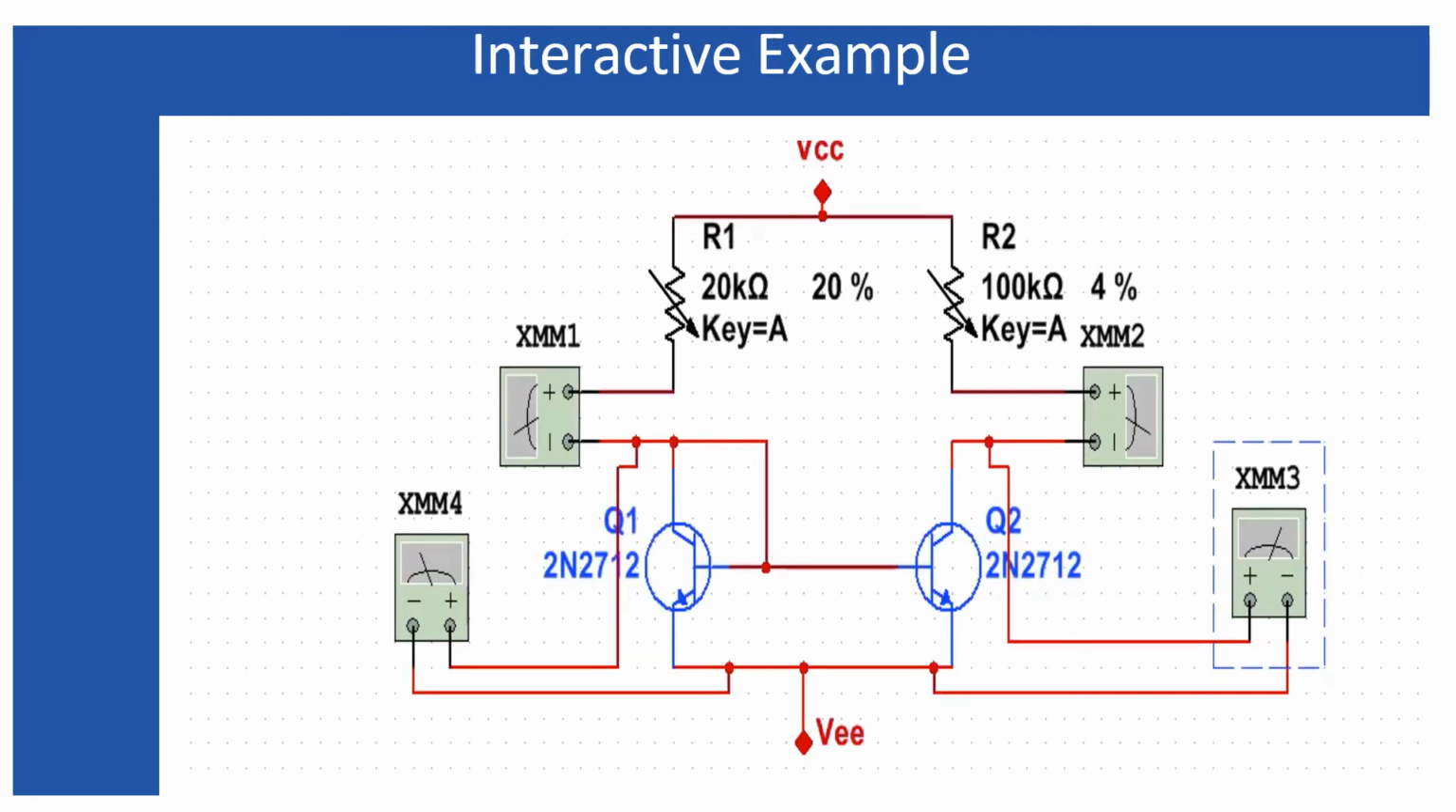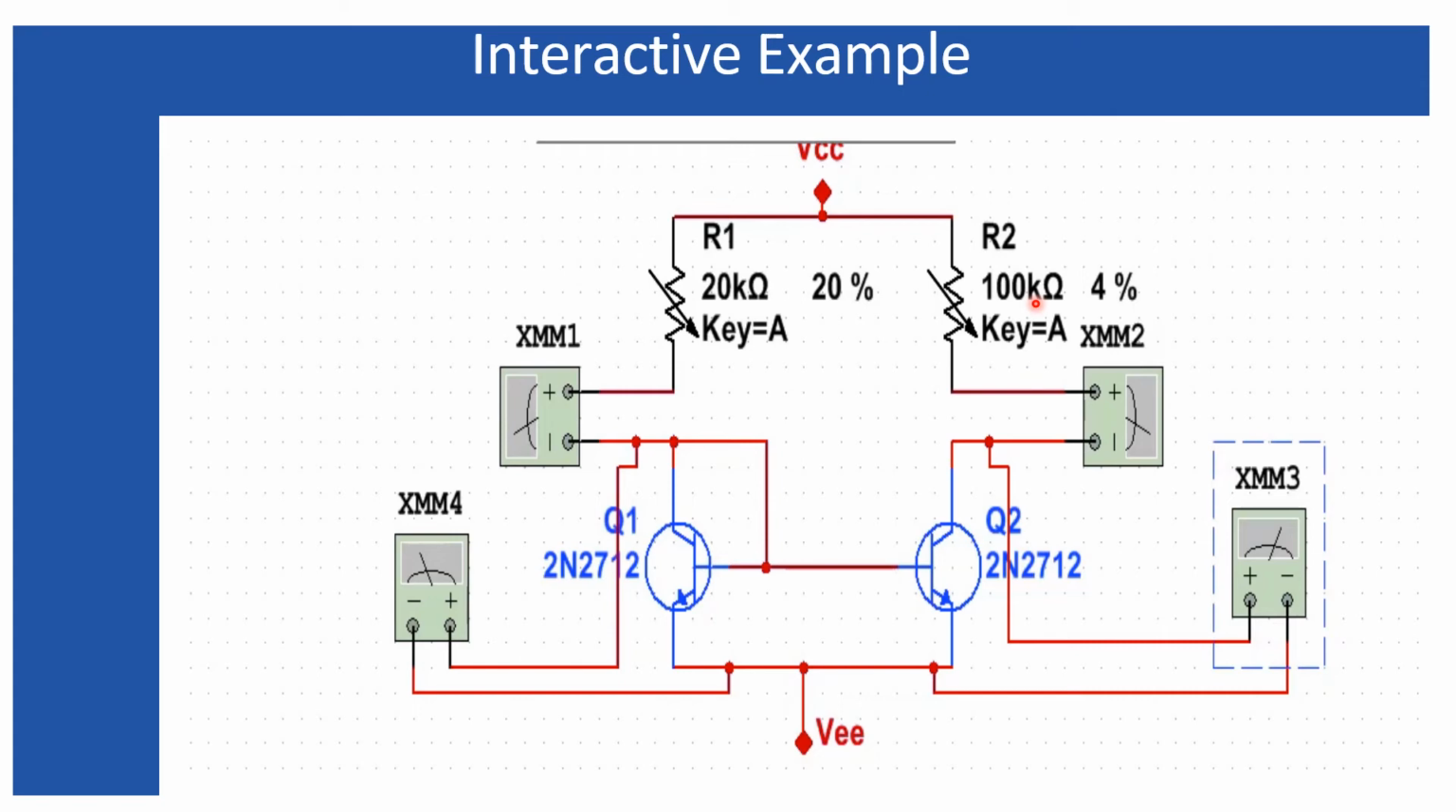In this example, I have presented a simple current mirror circuit made of two NPN transistors. Transistor Q1 is associated with the resistor R1, which is a variable resistor that can vary from 0 to 20 kilo ohm, and transistor Q2 is associated with another resistor R2, which can vary from 0 to 100 kilo ohm. Initially R1 is set at 4 kilo ohm by setting 20% of 20 kilo ohm, and R2 is also set to 4 kilo ohm because 4% of 100 kilo ohm is also 4 kilo ohm.